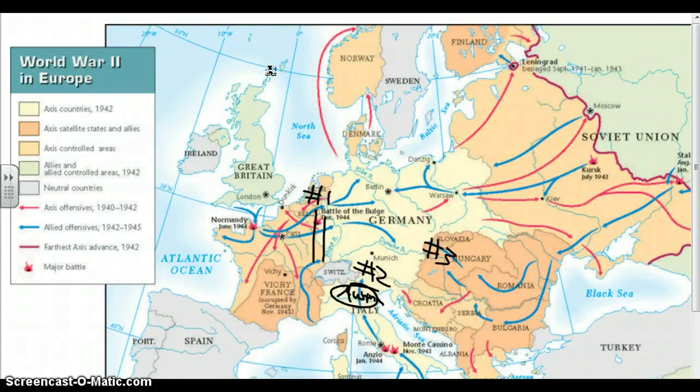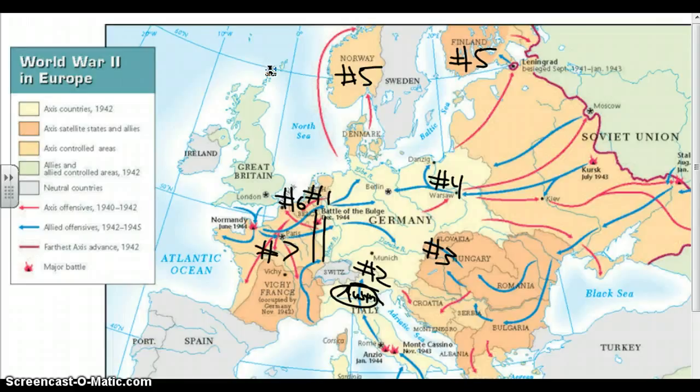He had signed a non-aggression pact with the Soviet Union. He had taken Poland as number 4. He had taken Norway and Finland as number 5. He had taken Belgium as number 6. And he had taken half of France as number 7.